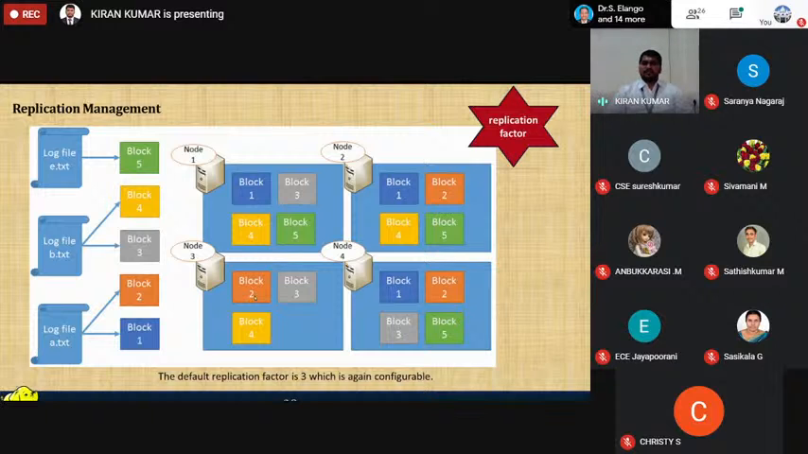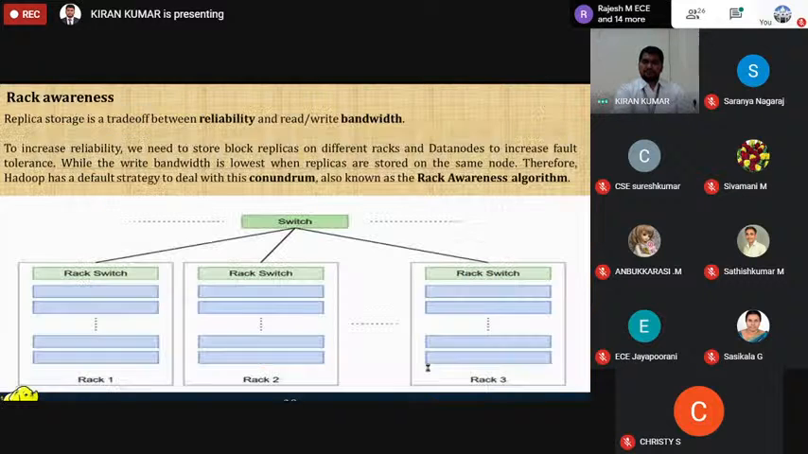Here I have given one more example of a replication factor. The same thing I explained here. I have 5 blocks, and all 5 blocks are replicated. Block 1, block 1, block 1, total 3 copies I have, likewise block 3, block 3, block 3. This is one example I have given in the diagram. By default the replication factor is 3, which we can configure later.